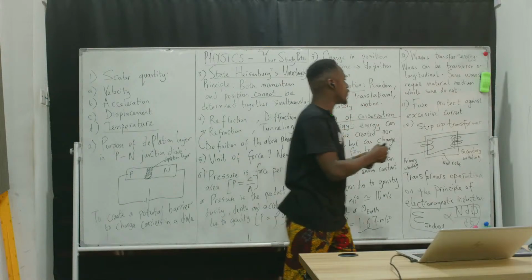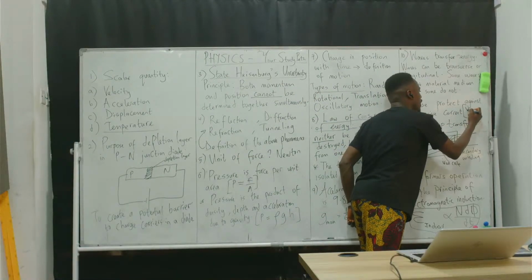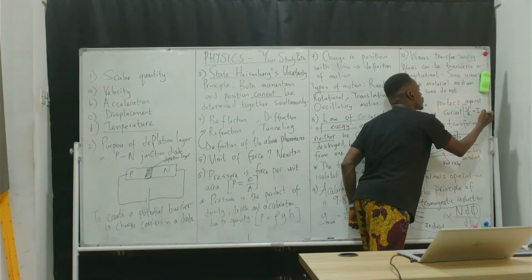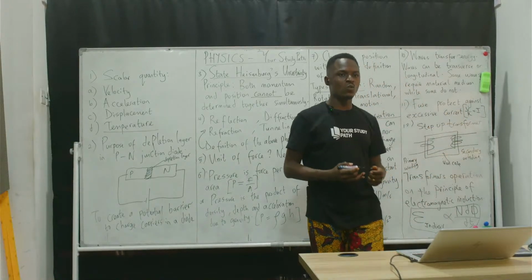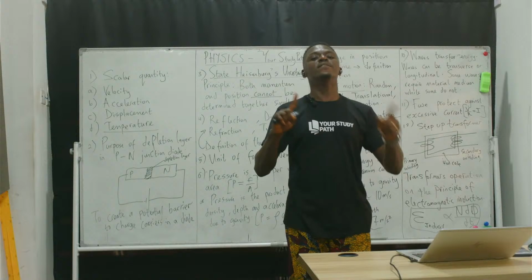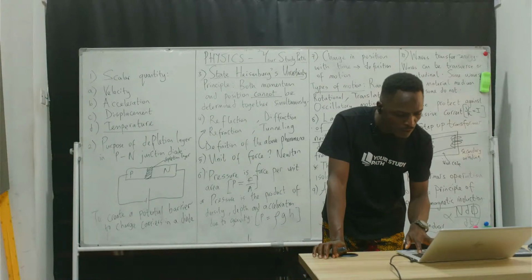So, okay, I wrote V equals IR. There, I was making reference to V over R equals I. So you have that what? Opposite of current is resistance. Bear that in mind.